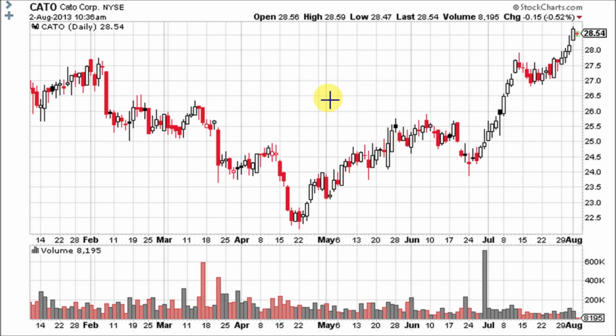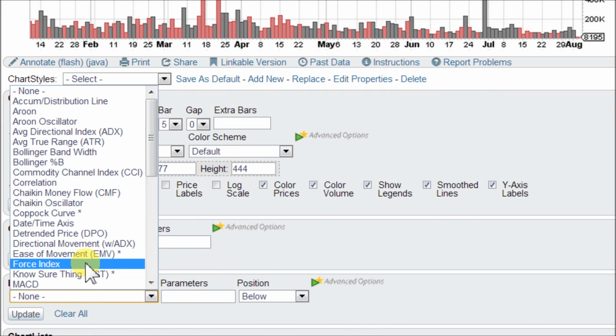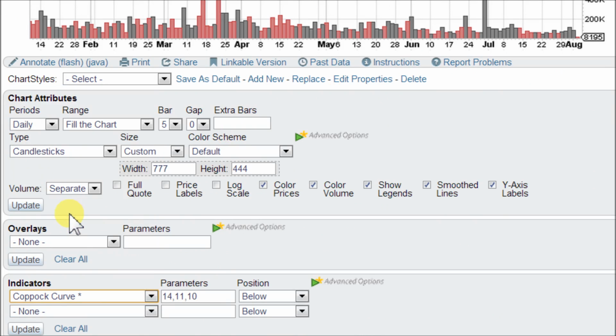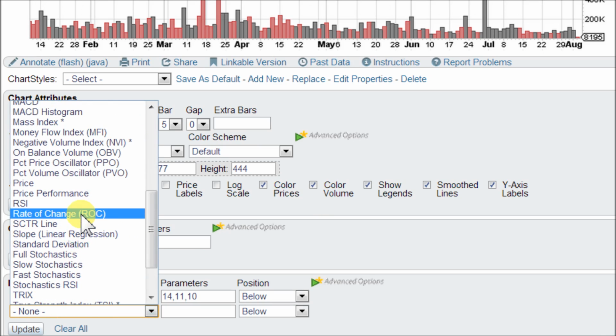The Coppock Curve is a 10-period weighted moving average of the 14-period ROC, or rate of change, plus the 11-period ROC. So let's go ahead and load it up, and I'll show you what that means. Down here in indicators, let's load up the Coppock Curve first. Right there, click on that. And below it, let's go ahead and get two rate of changes.